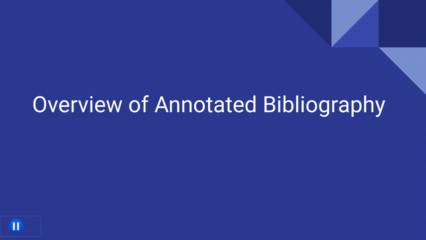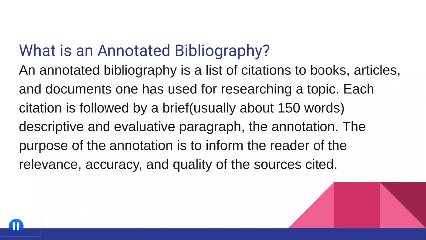So basically, you already created your 7 sources, you created your references page or your works cited page if it's MLA, or your bibliography page if it's Chicago style. And what you're going to do now is add to that, for each of the 7 entries, an annotated summary. Okay? So let's go over the definition of what an annotated bibliography is. An annotated bibliography is a list of citations to books, articles, and documents one has used for researching a topic.